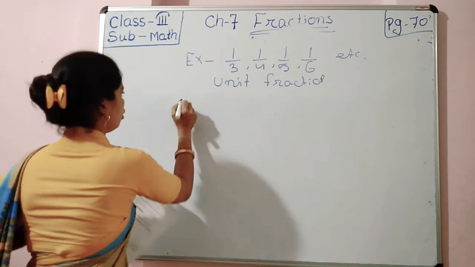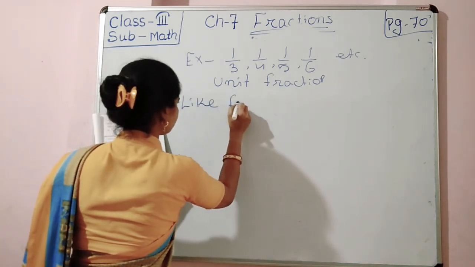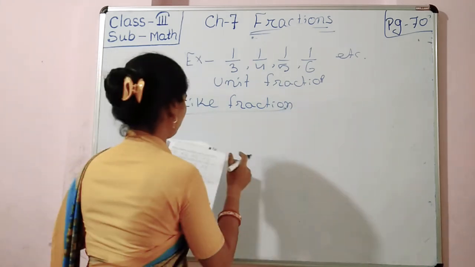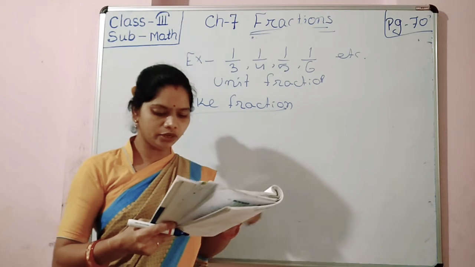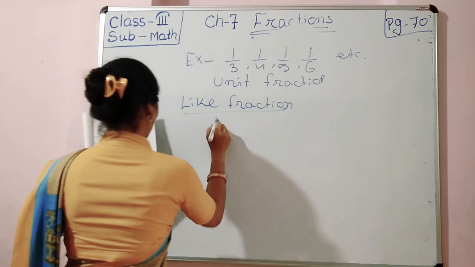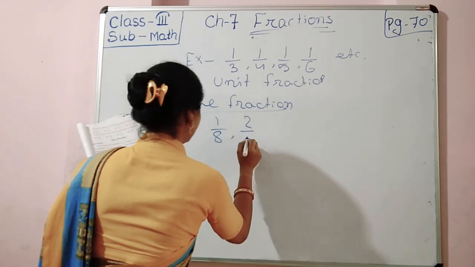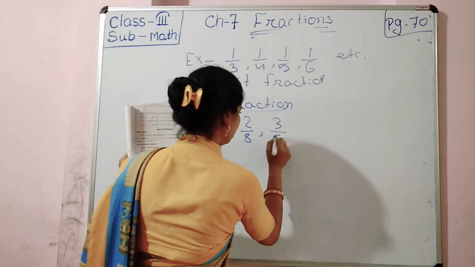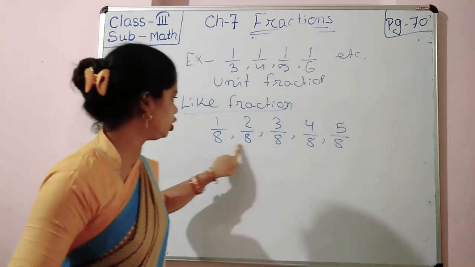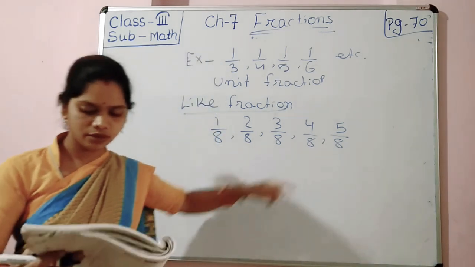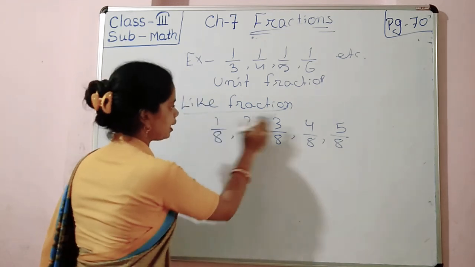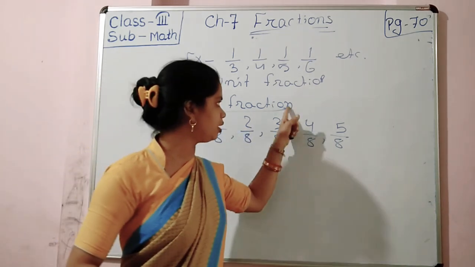Then like fraction. Look, children, when the denominators are the same, we call it a like fraction. Suppose 1 by 8, 2 by 8, 3 by 8, 4 by 8, 5 by 8. Observe the fractions. Here the denominators are the same, that is 8. So this is called a like fraction, in which the denominators are the same.